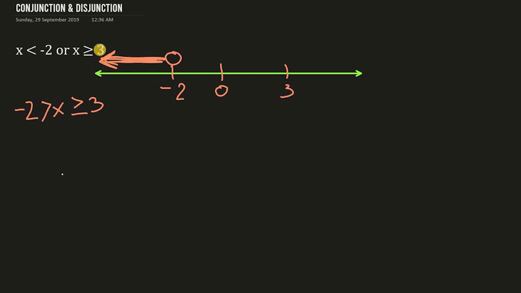Then next, i-satisfy naman natin to. X is greater or equal to 3. Ibig sabihin, yung 3 kasama siya kasi is equal to nga. Sabi doon, may underline sa baba. So, yun, since greater than siya, is going to the right. May arrow din doon.